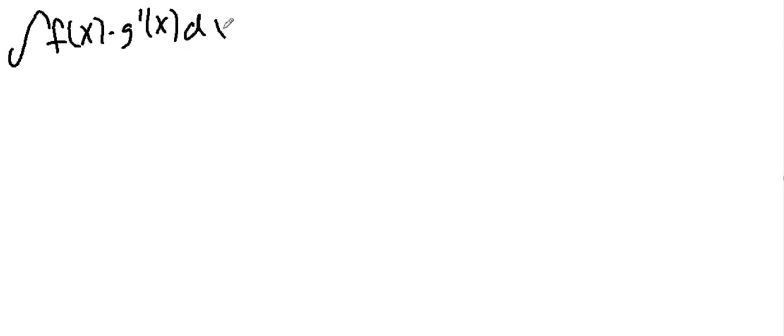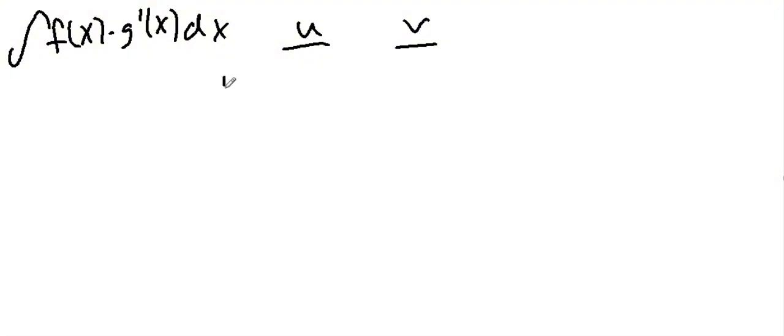So if you come across the integral of two functions being multiplied together, one of the ways to solve this is integration by parts. This method includes the substitution of two variables, u and v.